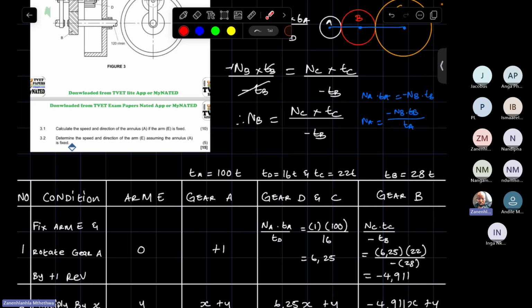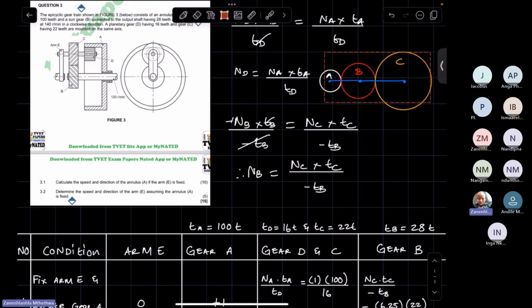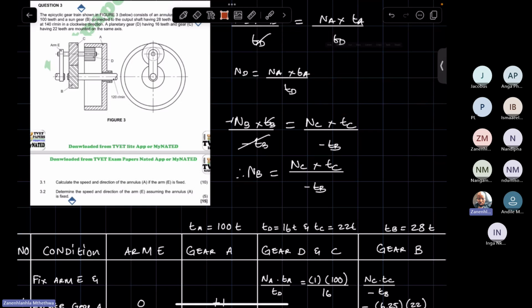The steps are not conditional. You follow them exactly as they are. Are we clear? Yes. Right. So that is it as far as epicyclic gears. This is probably the most complex one. Every other problem based on epicyclic gears is pretty straightforward.